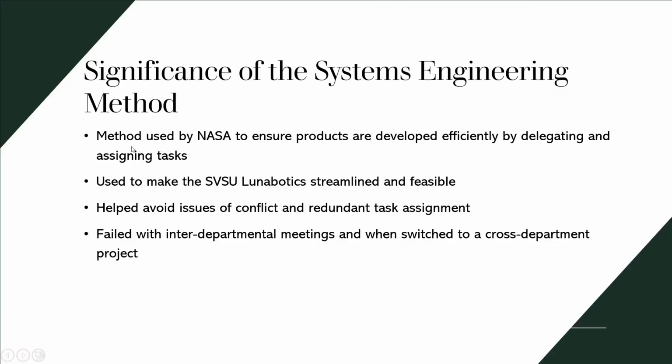The initial thing we start out with is the significance of the systems engineering method. This method is used by NASA to ensure products are developed efficiently by delegating and assigning tasks. We use this to avoid issues of conflict and redundant task assignments. However, this has ended up failing once we moved into a more cross-departmental project just due to miscommunication.